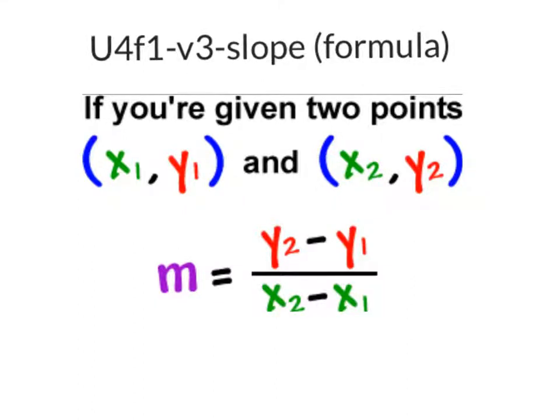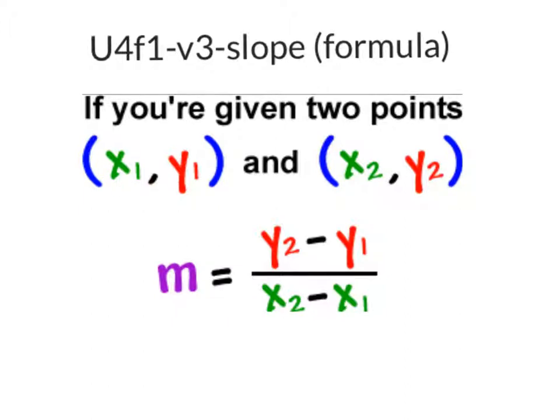Alright, this is Unit 4, Formula 1, Video 3, slope again, third video on slope, but this time we're using the formula. So this time is when we're given 2 points and we need to find the slope, but we don't necessarily have a graph, okay? So a couple things. We're looking at our 2 points, okay?